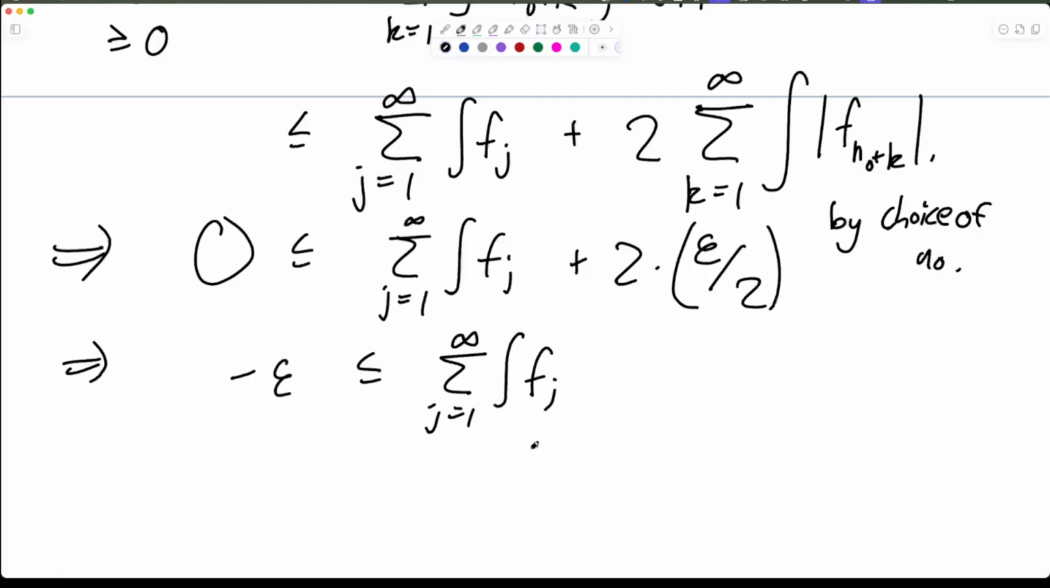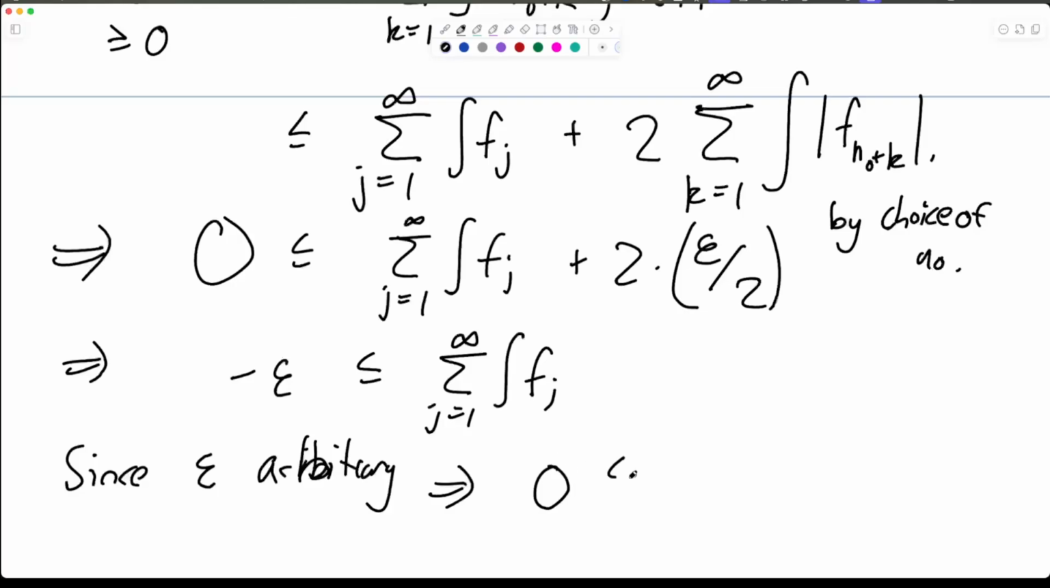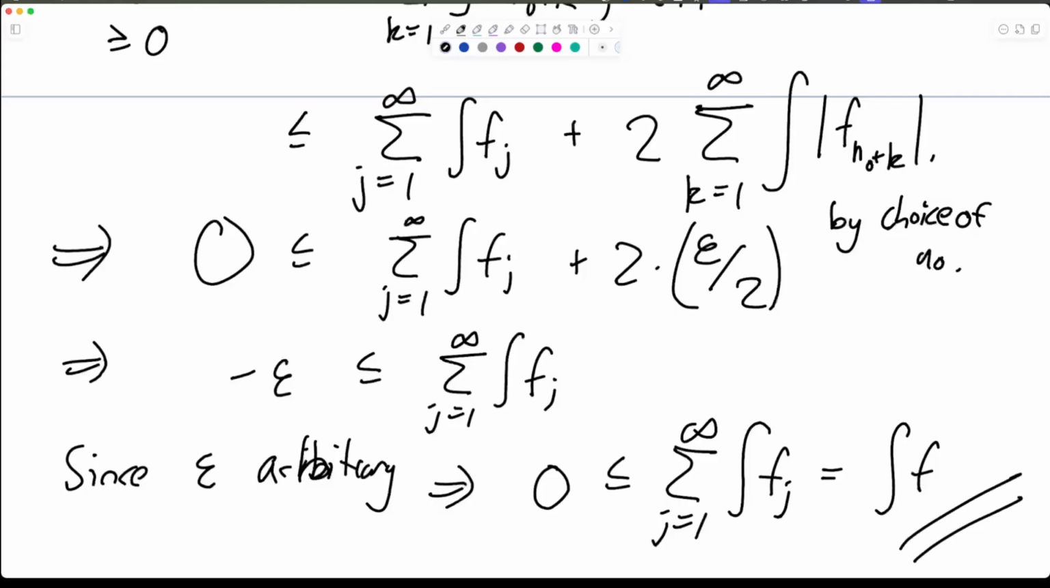How negative could it be? It could be up to minus epsilon. But epsilon is arbitrary. Since epsilon is arbitrary, therefore, 0 is less than or equal to this infinite sum. So a number that is greater than minus epsilon for every epsilon must also be greater than or equal to 0. And this is what we wanted to show. This is what is called the integral of f. Okay, that's the end of the proof.